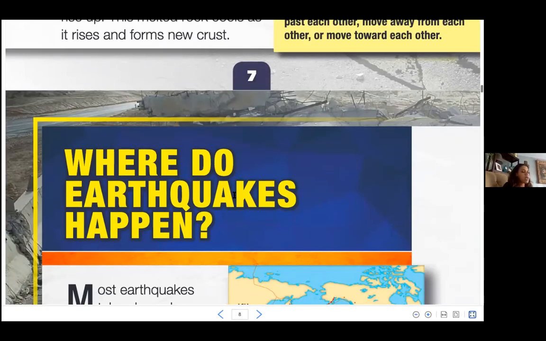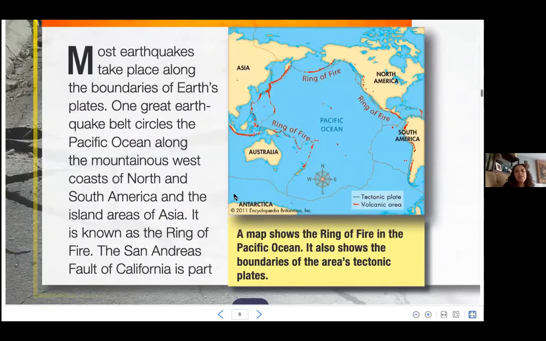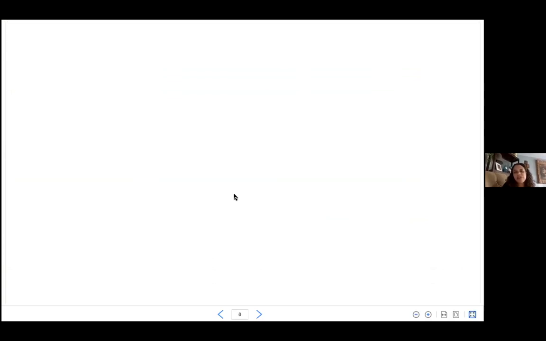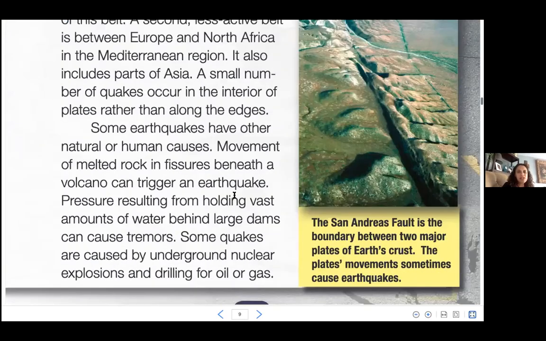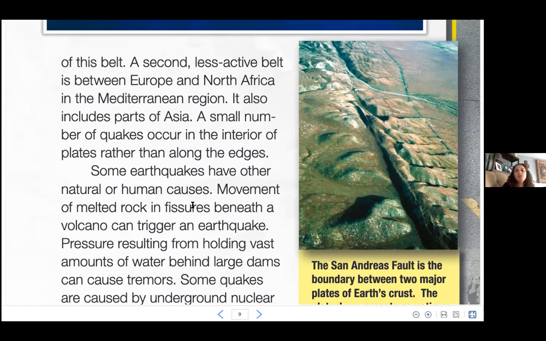Let's go to page 9, and I'm going to show you one where maybe you might not even know this term yourself. This term is called fissures. And hopefully, there it goes, it's popping up. If you notice in the second paragraph, second sentence, it says movement of melted rock and fissures beneath a volcano can trigger an earthquake. Well, fissures is not a common word that most people say. So fissures might be the word that they don't know.